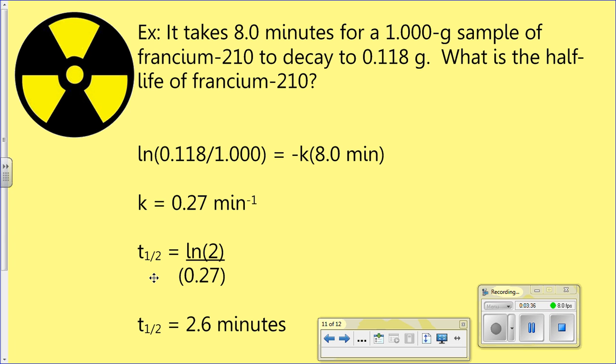We can then use that k and set it up to use the half-life equation, take the natural log of 2 over the k to solve for the half-life, which would then be 2.6 minutes.